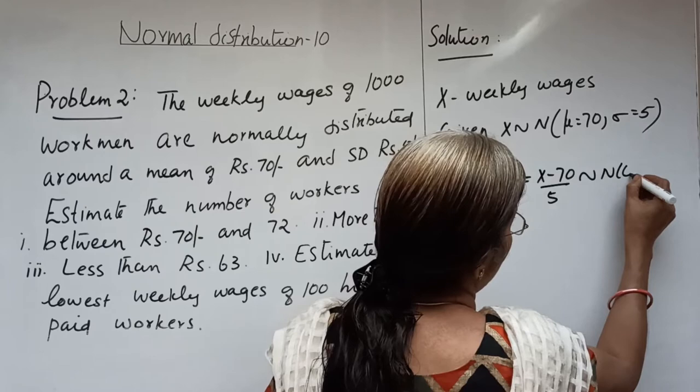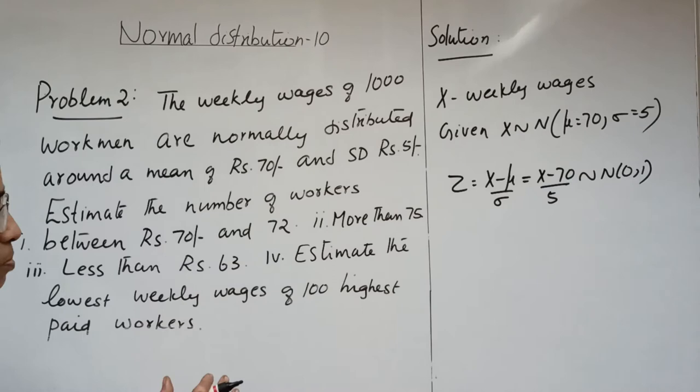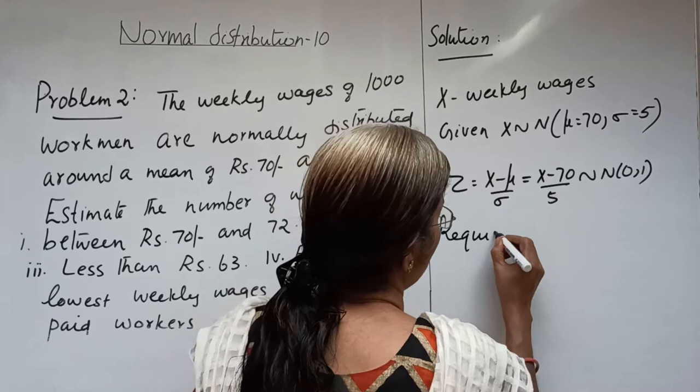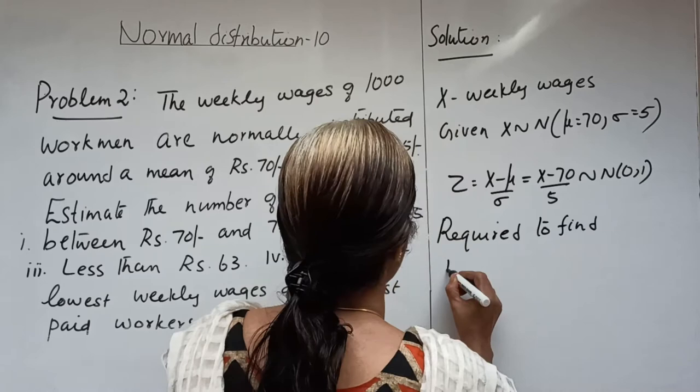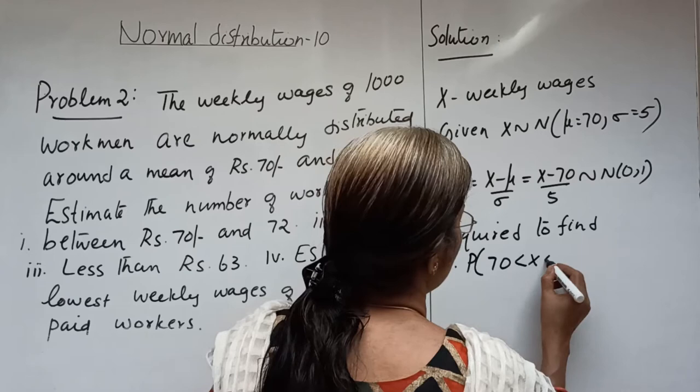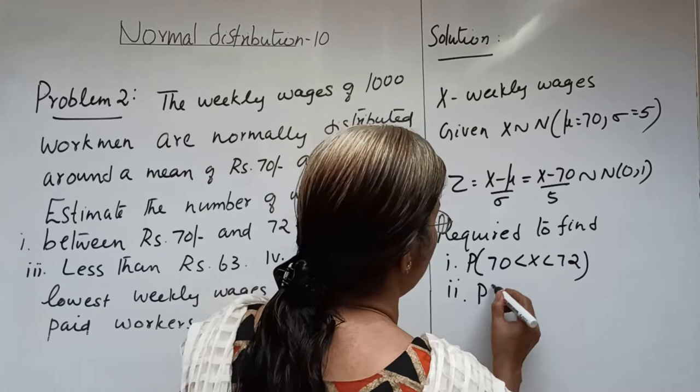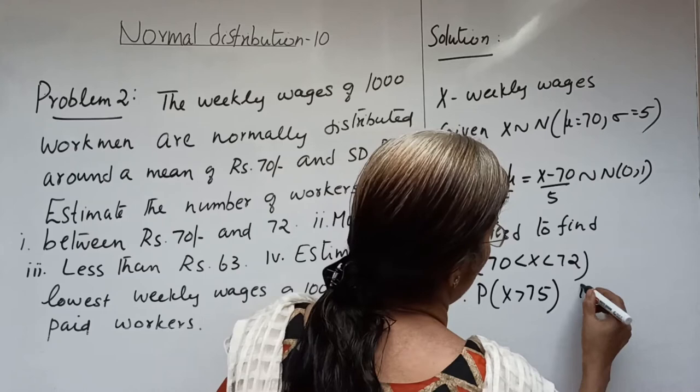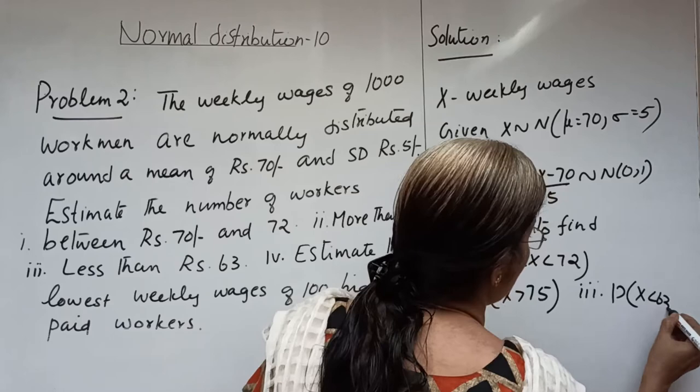Okay, now in order to estimate the number of workers between the certain ranges, firstly we have to obtain those probabilities. For the first part, we require to find the probability 70 less than x less than 72. For the second part, it is the probability x greater than 75. And for the third part, it is the probability x less than 63.